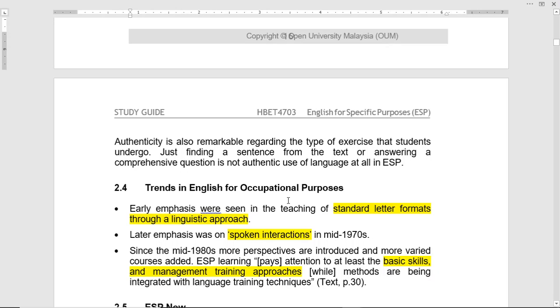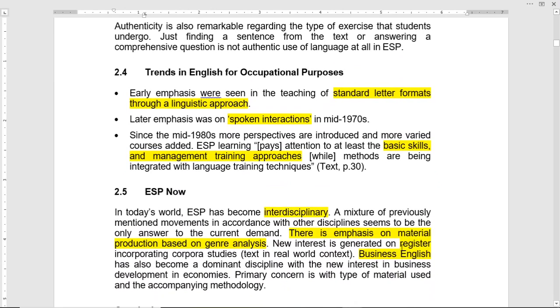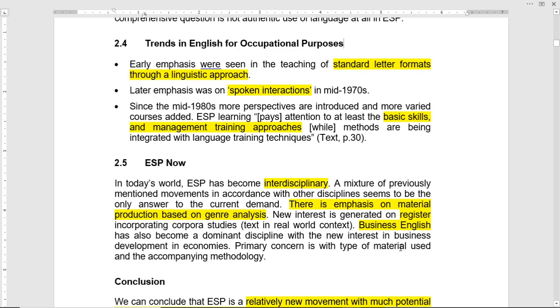Then authenticity is also remarkable regarding the type of exercise that students undergo. Just finding a sentence from a text or answering a comprehension question is not an authentic use of language at all in ESP. Then we are moving to trends in English for occupational purposes.